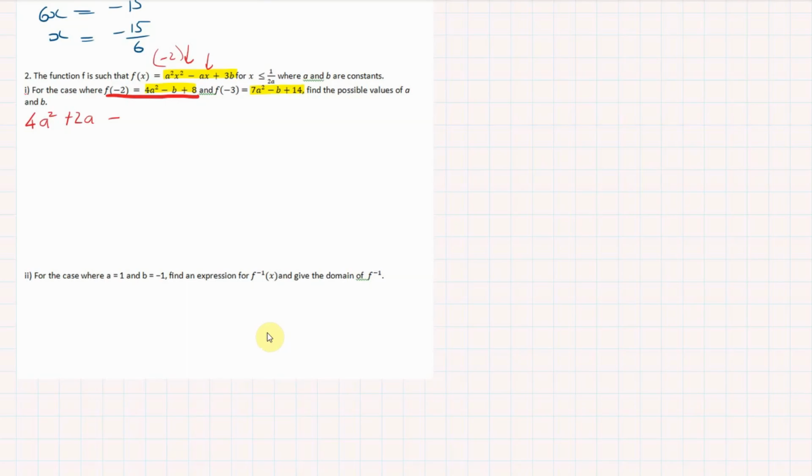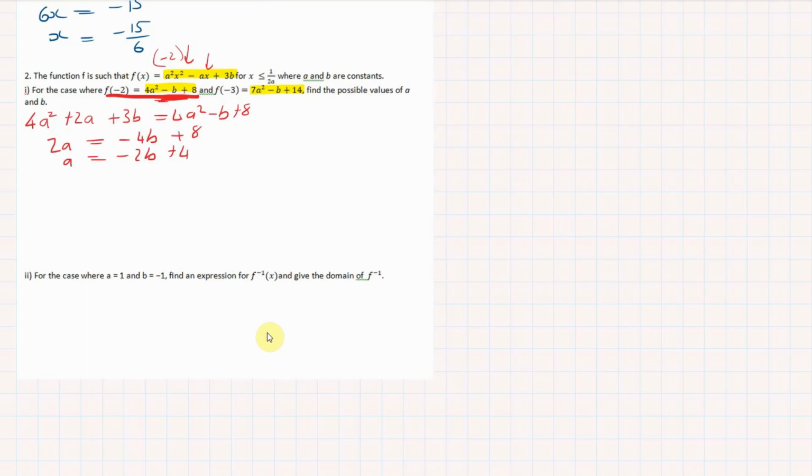And then we've got that plus 3b. Now, that is what I get when I put minus 2 in, and they say that it's also equal to this bit here. So these two things are equal. Now I can take the a's across to the left-hand side and the b's across the right-hand side. So I subtract 4a squared from the right-hand side, and that gets rid of that. I'm left with 2a. And then I'm going to move the 3b across the other side by subtracting it, so I get minus 4b plus 8. And so a is equal to negative 2b plus 4.